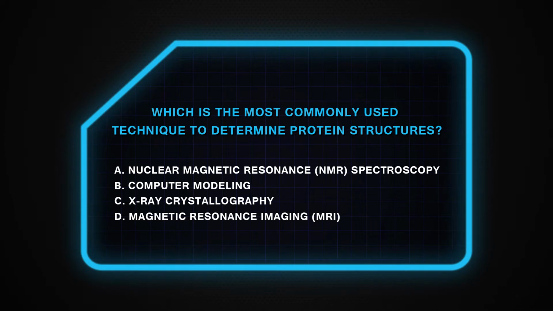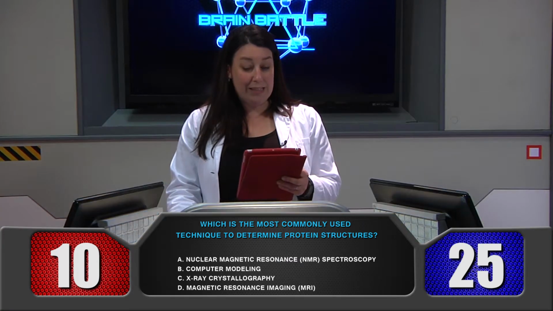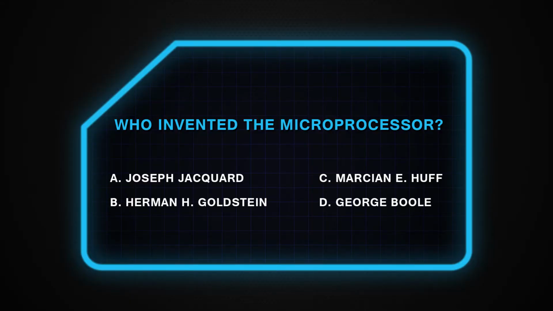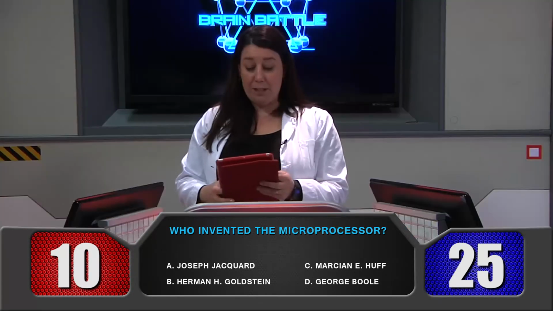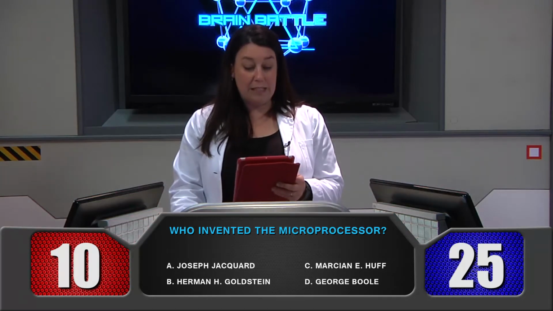And question 9. Which is the most commonly used technique to determine protein structures? Blue team. C, X-ray crystallography. That's correct. And last question before we get to our video question. Who invented the microprocessor? Blue team. A, Joseph Jacquard. Incorrect. Red team. B, Herman H. Goldstein. Incorrect. The correct answer was C, Marcian E. Hoff.